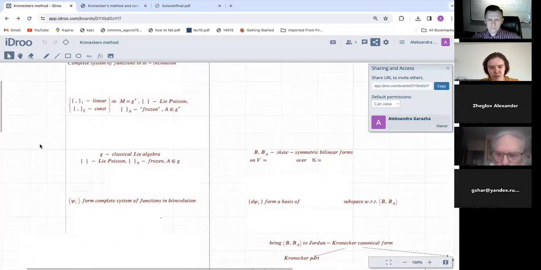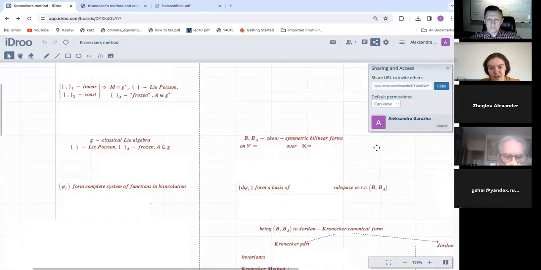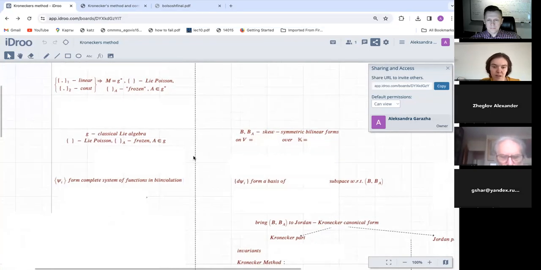According to this algebraic approach, we consider these two brackets, two Poisson brackets, the classical one and another one, as two skew-symmetric bilinear forms on some bigger vector space over some bigger field. And we will understand that in this algebraic language, a complete system of functions corresponds to some basis of some subspace. We will understand which one.